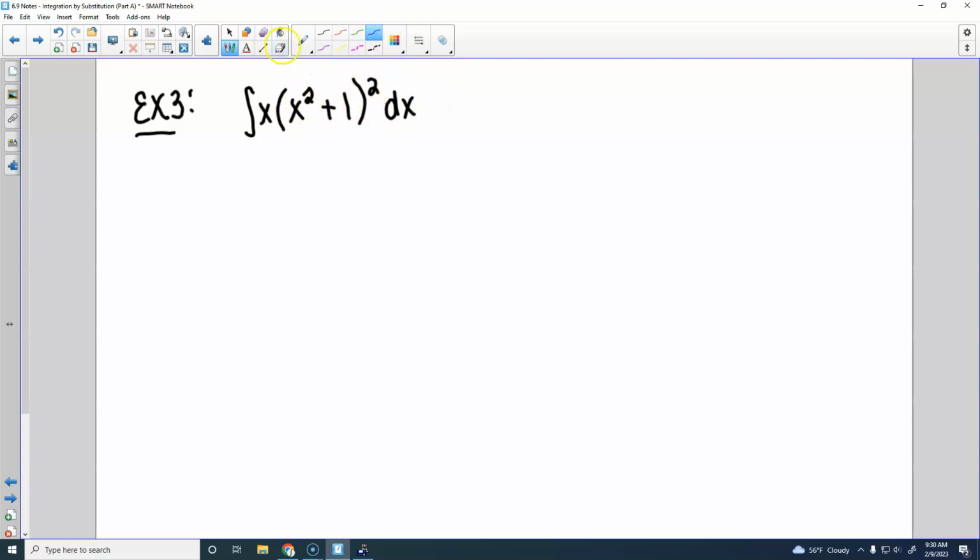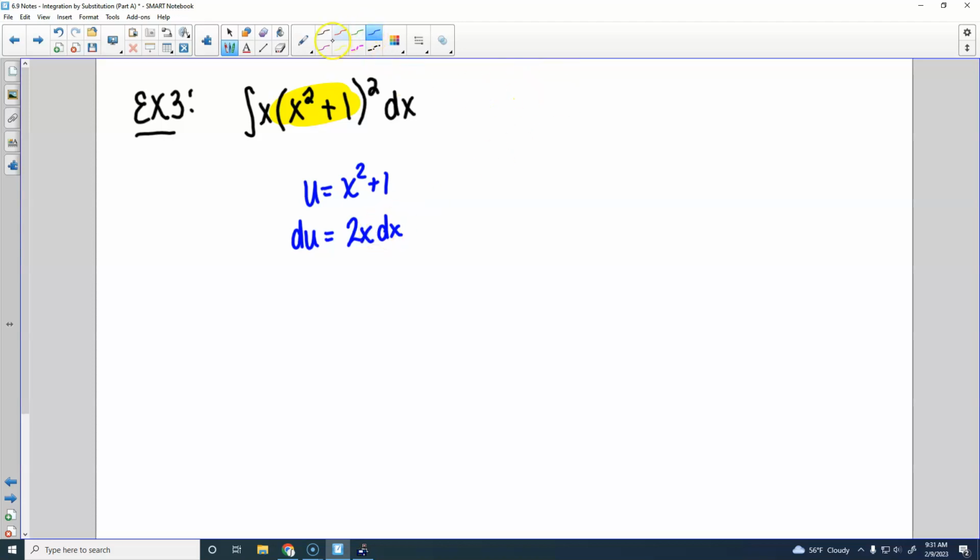Okay. So this one, your inside is x squared plus 1. So u is going to be x squared plus 1. That means du is going to be 2x. And I'm going to go ahead and just put the dx over here because that happens every time, instead of writing that step with the du/dx and multiplying it.